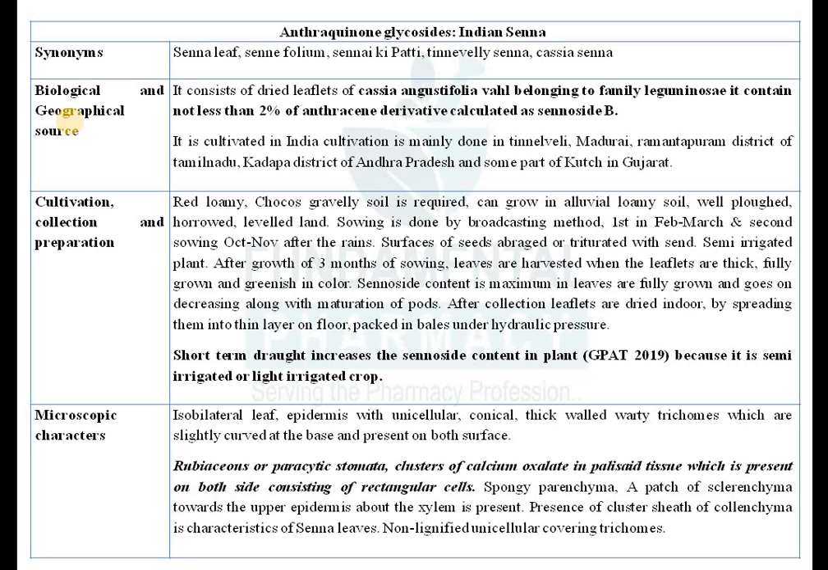Now microscopic characters. What is important for microscopy? Just forget about all the other things. Just remember this. It is an isobilateral leaf. It will have rubiaceous or paracytic stomata. Paracytic stomata means when the subsidiary cell axis is parallel to the stomatal opening and guards it. यह मैंने पहले लेक्चर में बोला था, कितने टाइप के स्टोमेटा होते हैं, पैरासाइटिक, डायसाइटिक, कैरियोपाइलस, एनिसोसाइटिक, अनोमोसाइटिक. So just remember rubiaceous or paracytic.